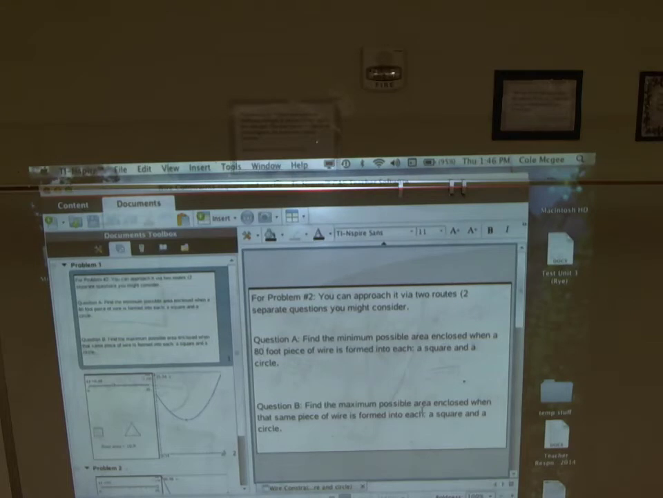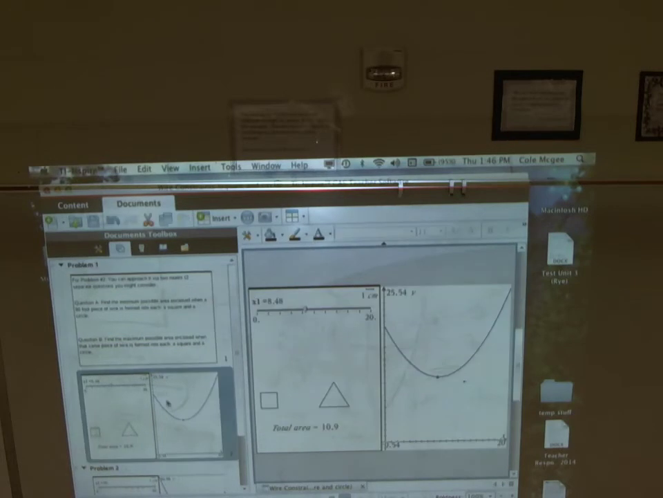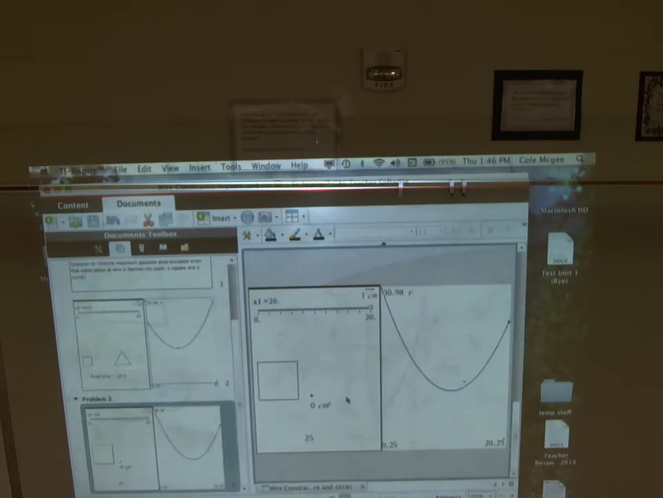So it says you've got an 80-foot piece. How can you find a minimum possible area? So let's see, that's the triangle one. Let's look at this one. So here's the idea. Here's the wire, you could cut it, and this is the kind of thing that could happen. So when would we get the minimum possible area?